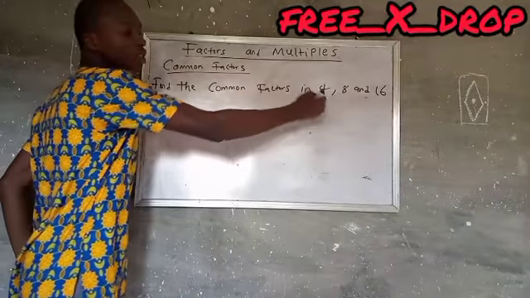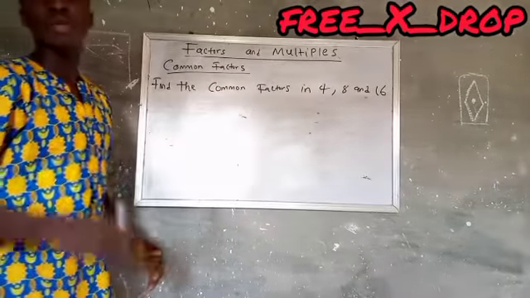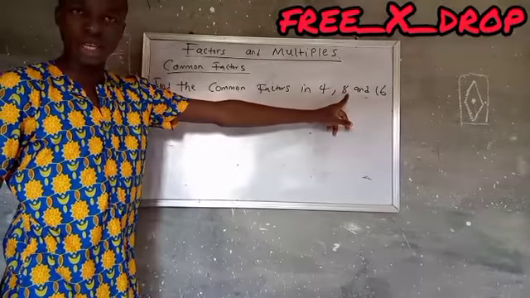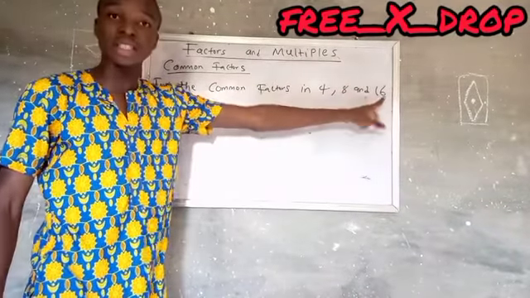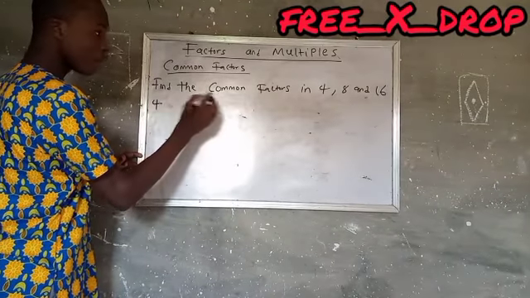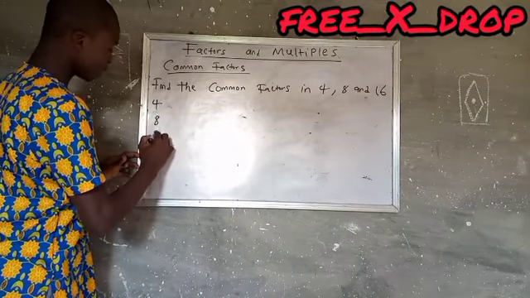Find the common factors in 4, 8, and 16. So they are trying to tell you which factor will you see if you go to 4, which factor will you see if you go to 8, and which factor will you see if you go to 16. So this is how you solve. You bring out your numbers. You have 4, you have 8, and you have 16.